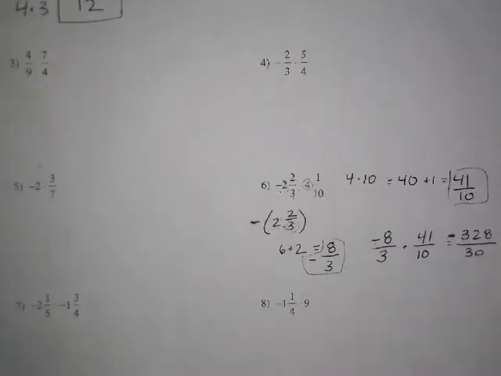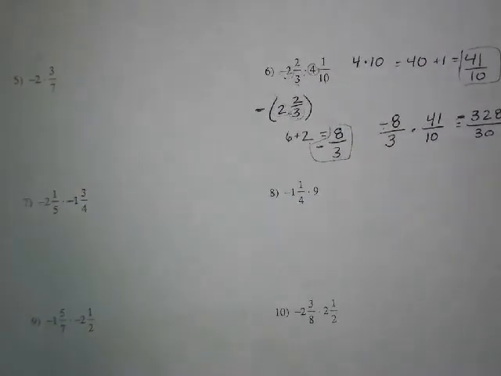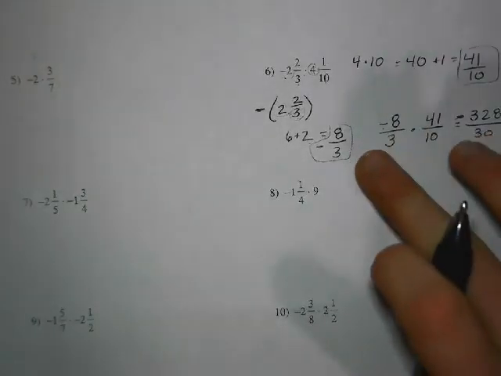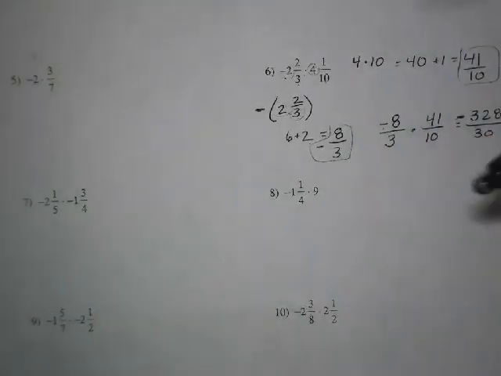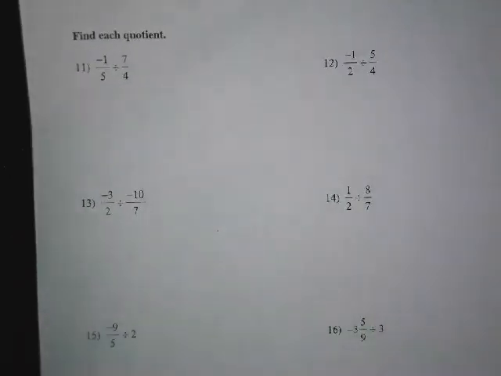So go ahead and also try numbers 7, 8, 9, and 10. You're going to do a very similar process to number 6. Let's take a look at the back, because now our whole back side of the sheet is going to be division.